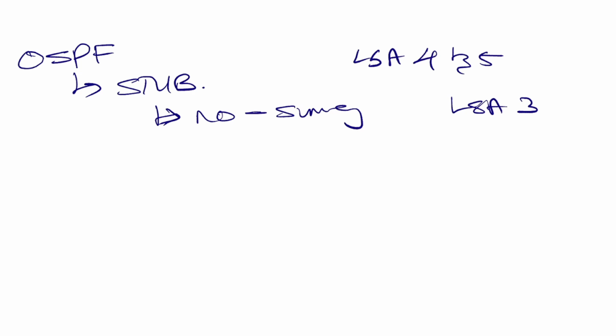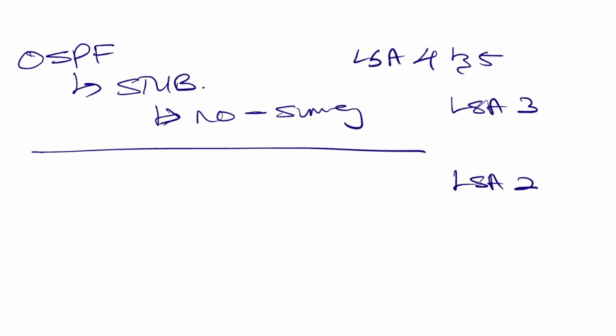So we're gonna optimize that as well. Additionally, in this particular video, we're also trying to optimize LSA type 2, which is your network LSA. So this is slightly done differently. This is not done with the stub or no summary. This is done basically with your OSPF network types.